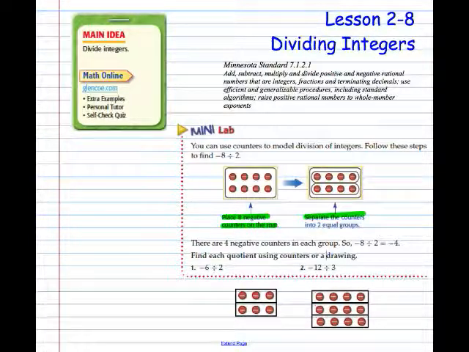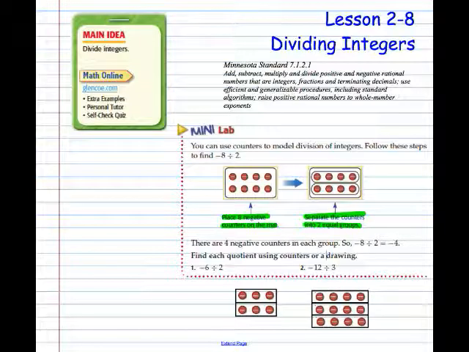Then separate the counters into 2 equal groups. There are 4 negative counters in each group, so -8 divided by 2 is -4. Find each quotient, which is the result of division. Quotient is the term used for the result of division, using counters or a drawing.